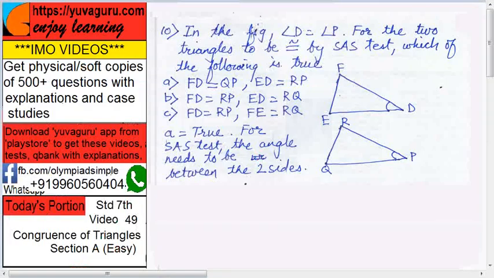In the figure, angle D equals angle P. Okay. For the two triangles to be congruent by SAS test, which of the following is to be true?